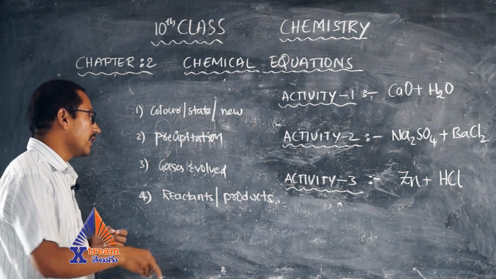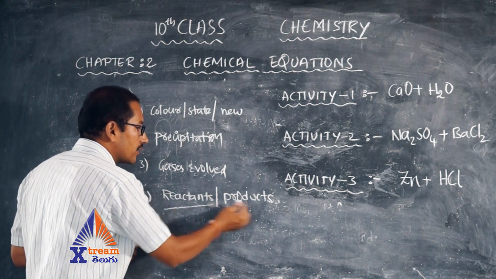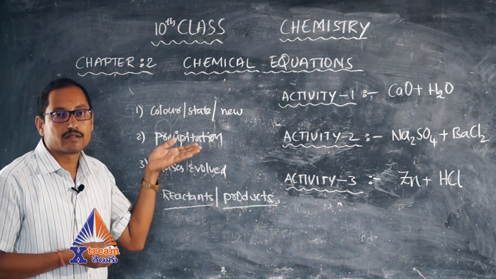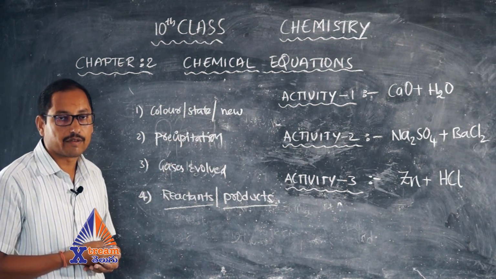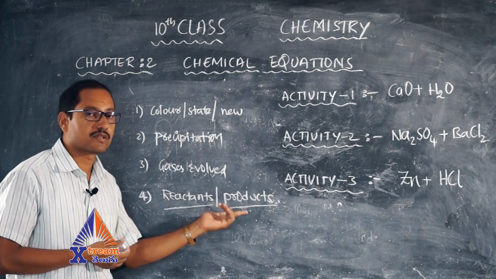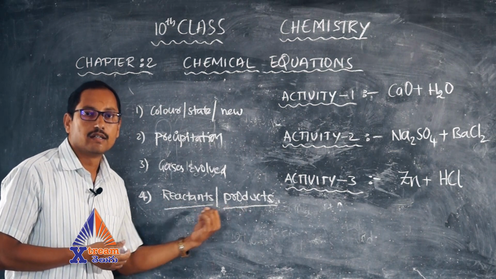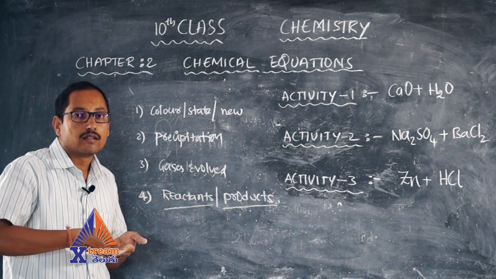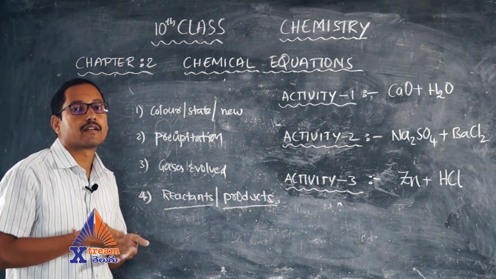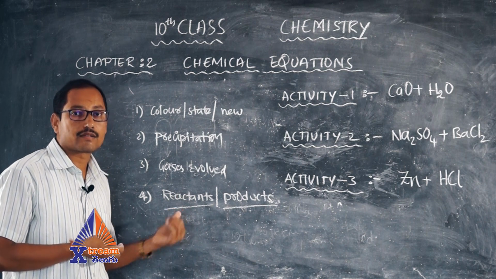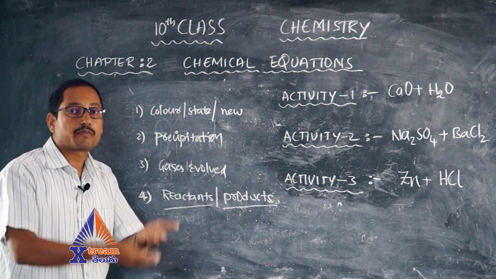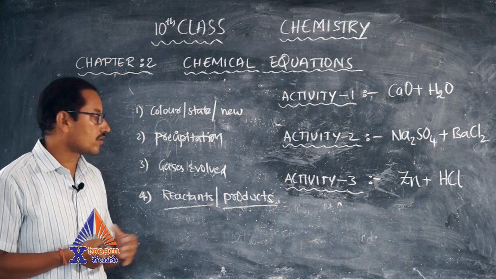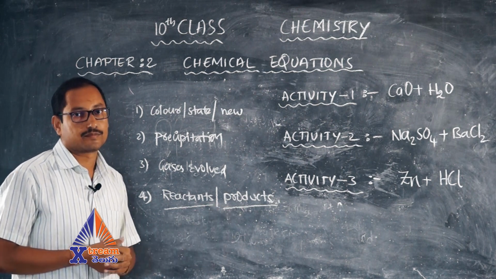And mainly, the important terms that can be drawn from this entire series of activities are two important terms, that is reactants and products. The chemicals that get into the chemical reaction are called reactants. The chemicals that are produced from the chemical reaction are called products.